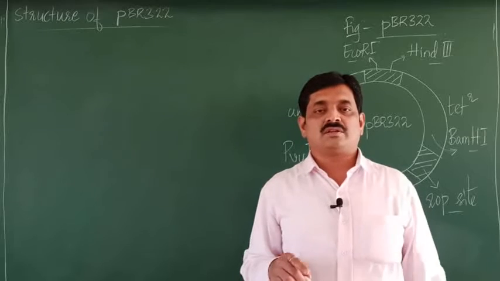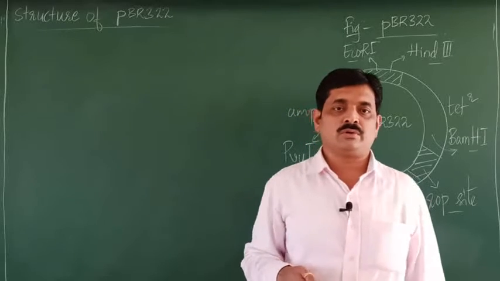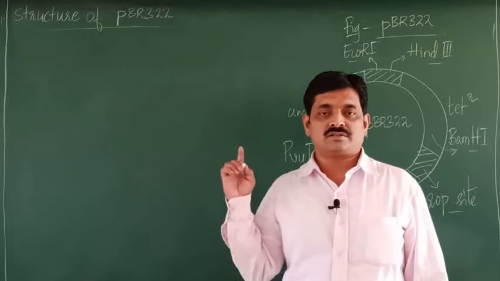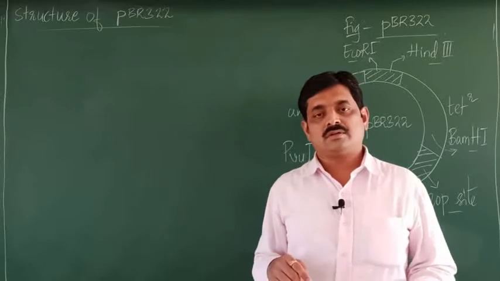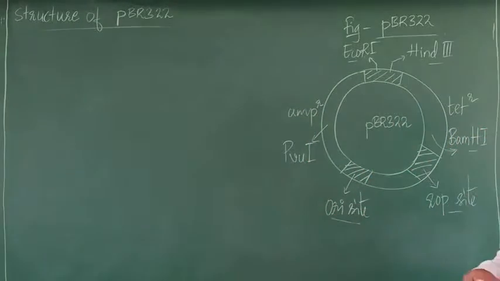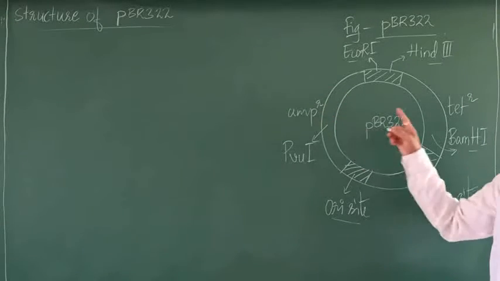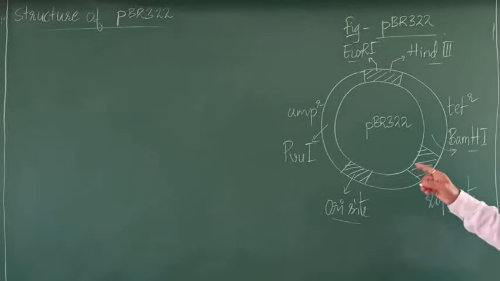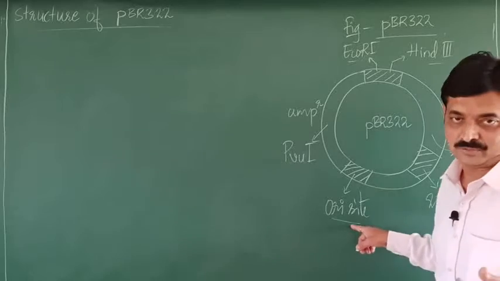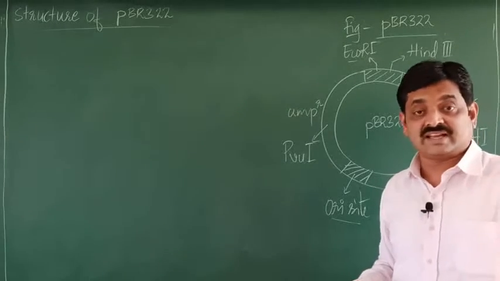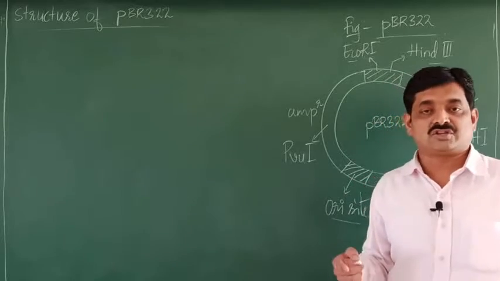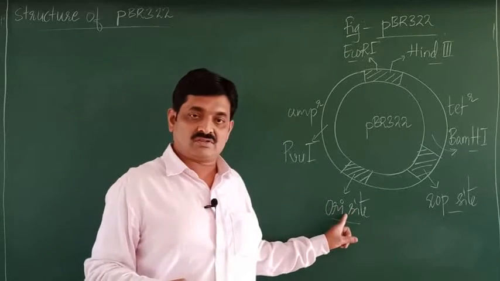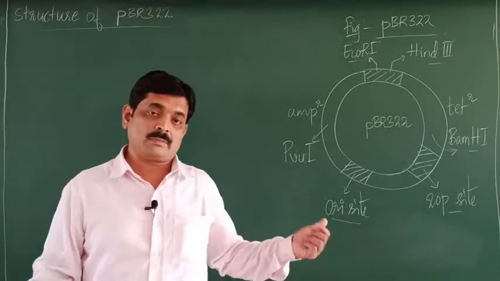Now this plasmid is a circular closed DNA molecule found in E. coli cells, right? Here are the features exhibited by this plasmid. The first one is the Ori site. The second feature is the selectable markers, then the cloning sites, and finally the ROP site. Ori site is the origin of replication. This origin of replication is the site that initiates replication of the plasmid. That's why it is called origin of replication.